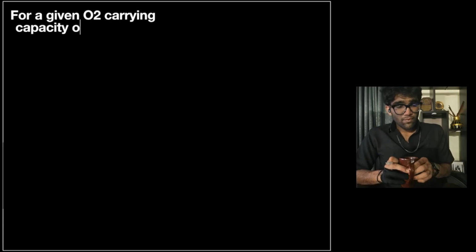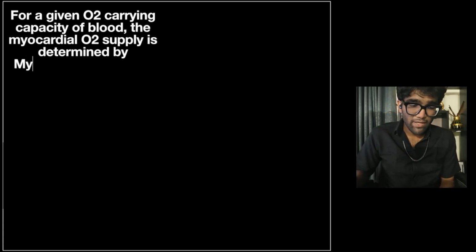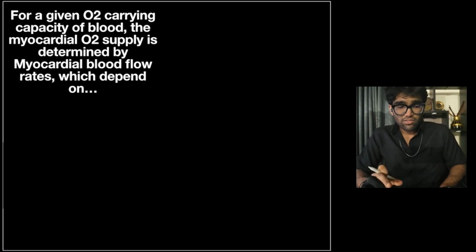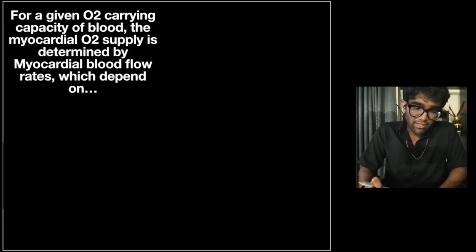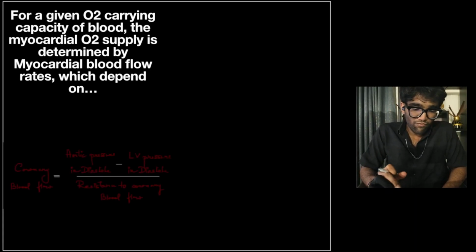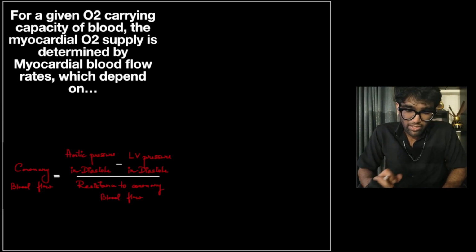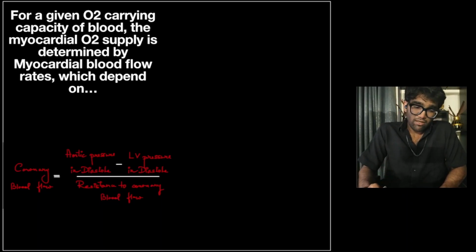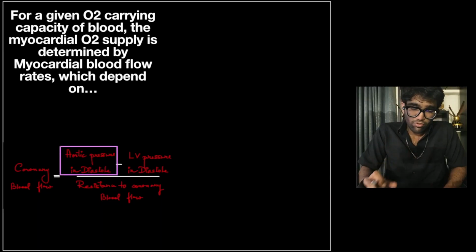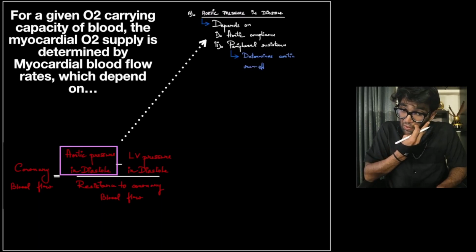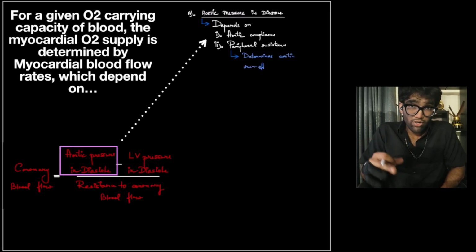Now, for a given oxygen carrying capacity of blood, as I said, for a given Hb, the myocardial oxygen supply is determined by the myocardial blood flow. Which obviously in turn is dependent on what? It is dependent on the difference in pressure. So the aortic pressure in diastole. If the aortic pressure in diastole falls, there will be a decrease in your coronary circulation blood flow.